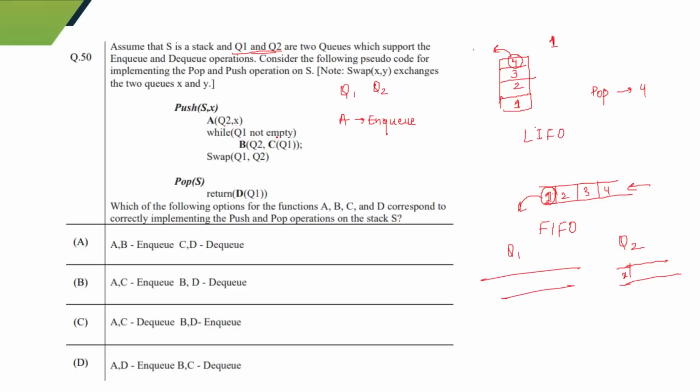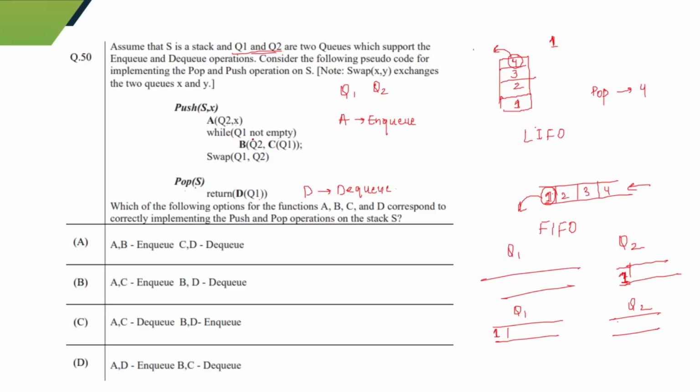Now they are saying that while Q1 is not empty, we have to run this. But right now Q1 is empty, so we will not run this. We swap Q1 and Q2. If I swap Q1 and Q2, and I have taken one value here, this would become my Q1 and this would become my Q2. Then they are saying pop of s, return dq1. That means I am taking one value out of this Q1. So D would be DQ, because that is a pop operation. I have to take one element outside.